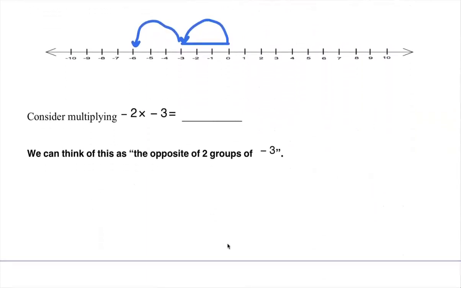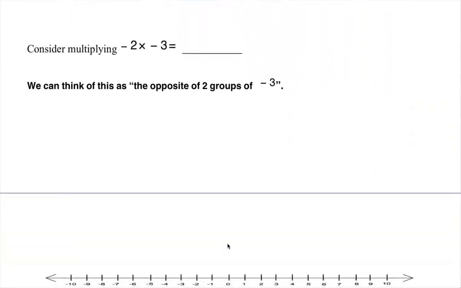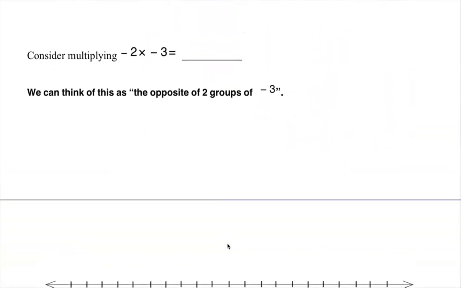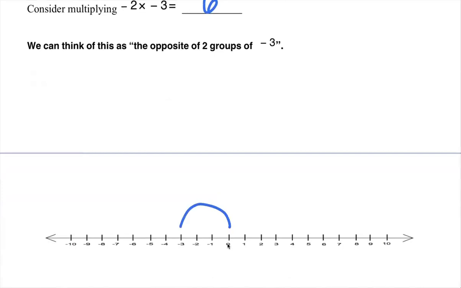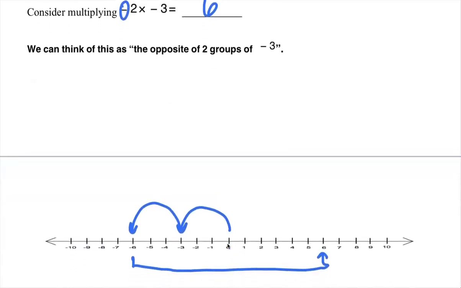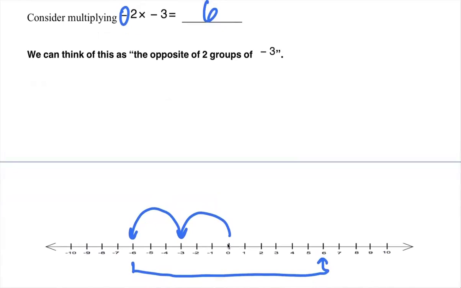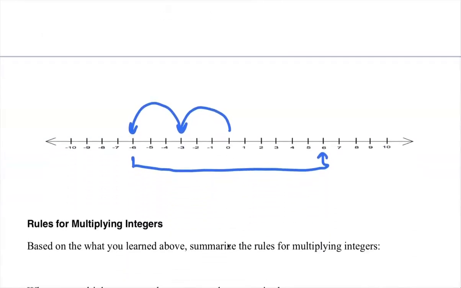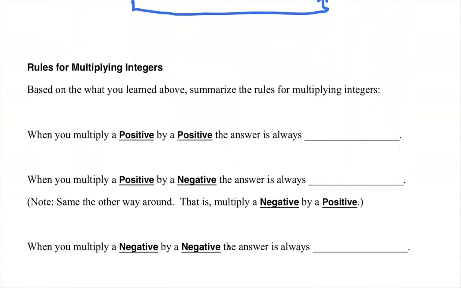The next one, -2 times -3, means the opposite of two groups of -3. Two groups of -3 was -6. The opposite of that is +6. So two groups of -3 is here. But if we take the opposite of that, right here, the opposite of that would be +6. If that visual supports you, use it. If not, we're just going to summarize it and you can go straight to this.